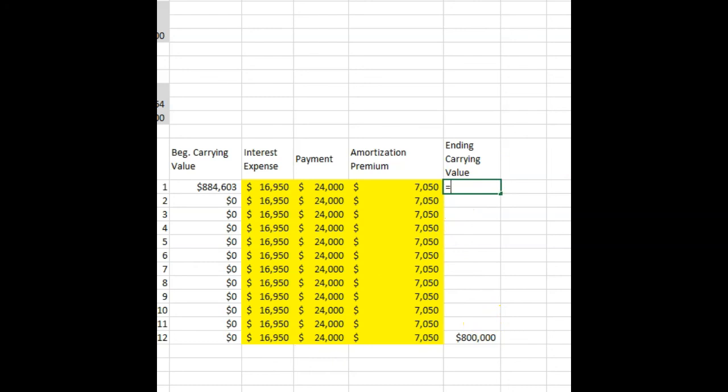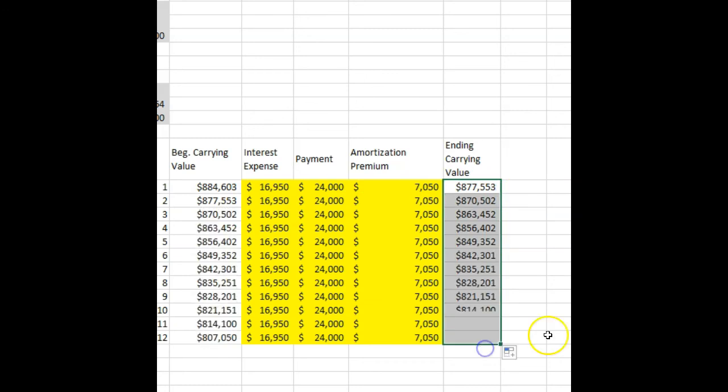I'll put in the formula for the ending carrying value. It's similar to what it was before. I guess I didn't have to erase this row. Should have left it as it was. And I'm just going to drag this one down, and everything's going to fill over here. And again, it all comes out to 800,000. So looks like we did it. And everything's straight line. Our interest expense does not change, even though our carrying value does. That's one of the reasons GAAP prefers the effective interest method.